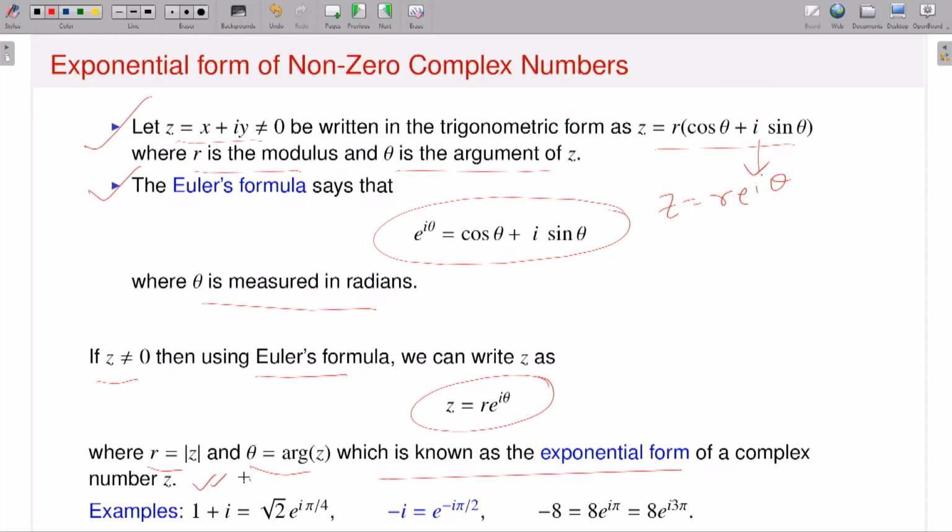For example, if I have 1 plus i, what is the argument? Argument is pi by 4, and what is the modulus? Square root of 2. Therefore the exponential form is square root of 2 times e to the power i times pi by 4.